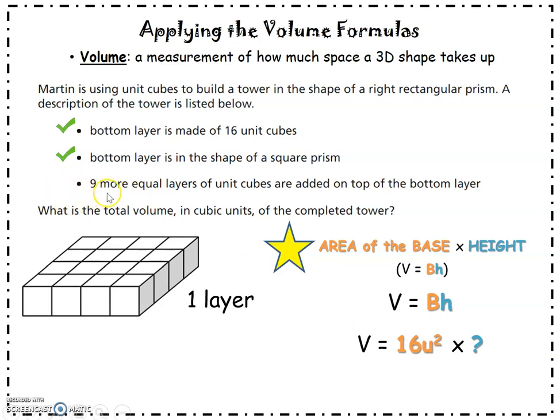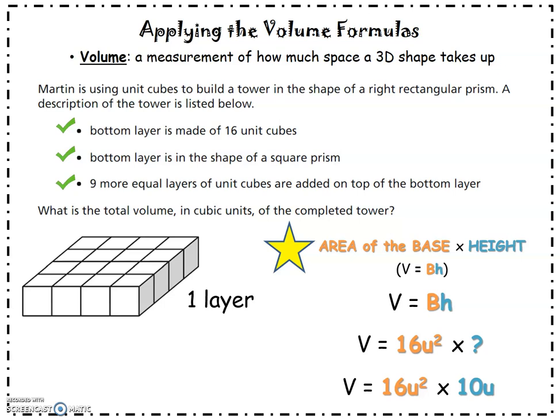It says 9 more equal layers of unit cubes are added on top of the bottom layer. I know that this is just one layer, so if I have 9 more equal layers, that must mean that my entire shape is made up of 10 total layers, or a height of 10 units. So now that third clue fills in the missing piece for height.